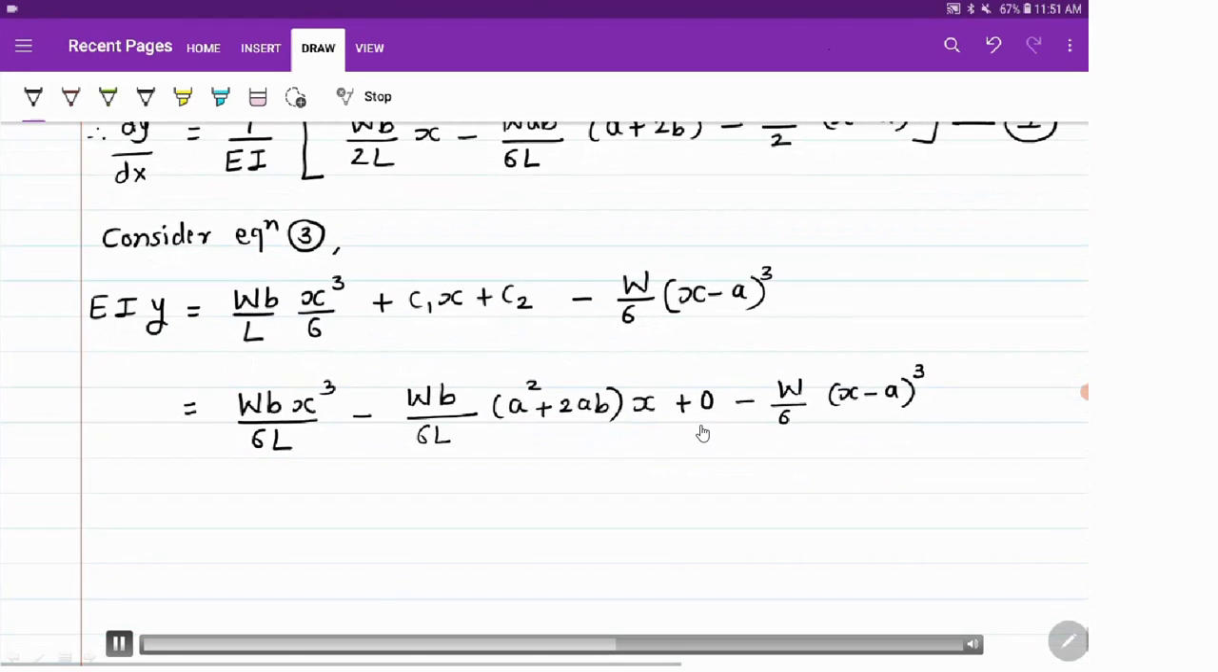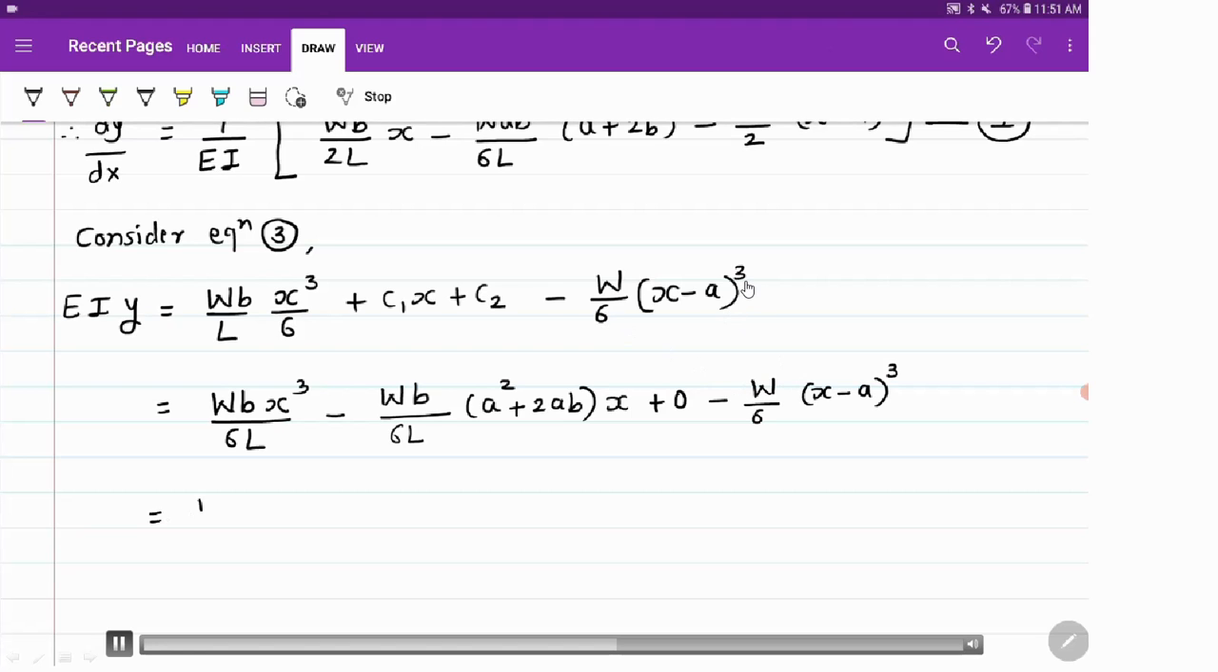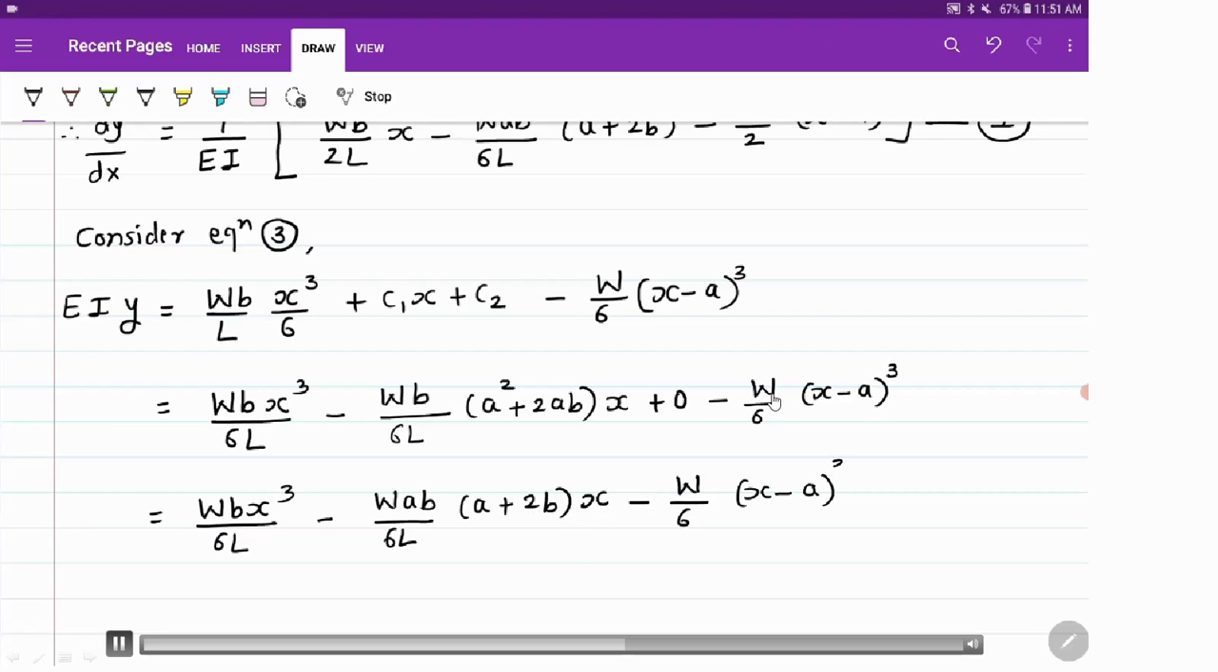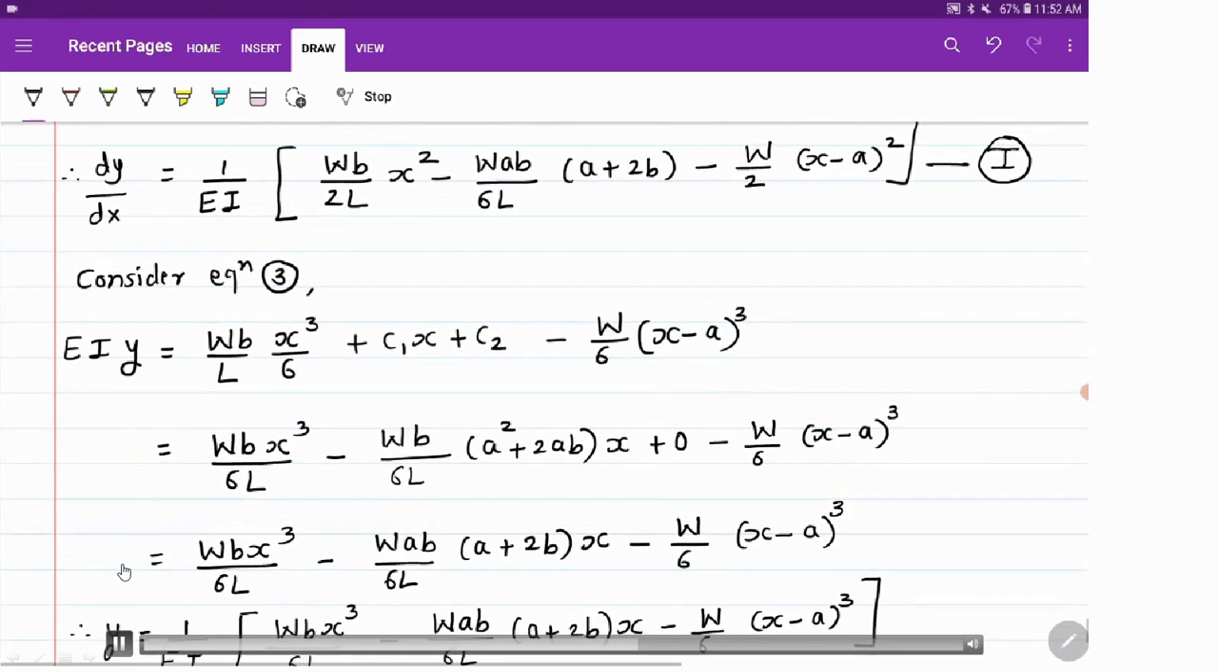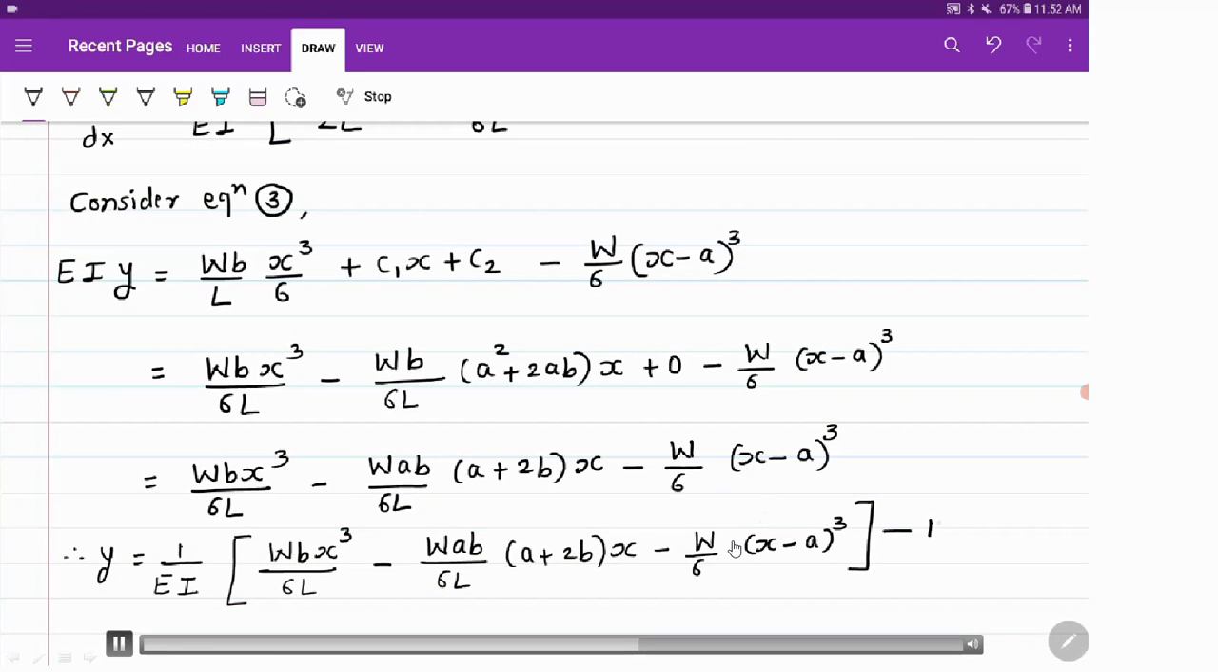C2 value is 0, and W by 6 (x minus A) cube as it is. Take A common from both these terms, so it is WAB by 6L (A plus 2B) x minus W upon 6 (x minus A) cube. So this is the value of EIY. So the value of y will be equal to, transfer this EI on this side, so 1 upon EI and this entire term inside the bracket. So that will give the equation of deflection, that is y. So that is our second equation. So let us write down this as our second equation.